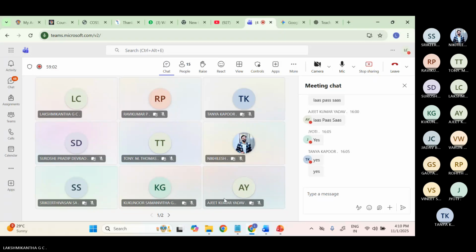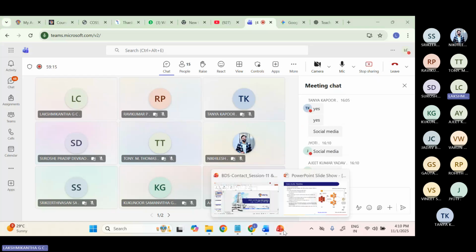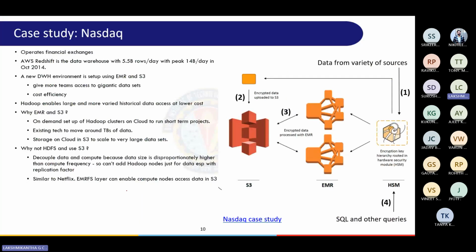Social media. Okay, then NASDAQ people will check it later, right? Okay, I will go with social media analytics, guys. This one I'm giving you as homework. After completion of this, you just go through this.